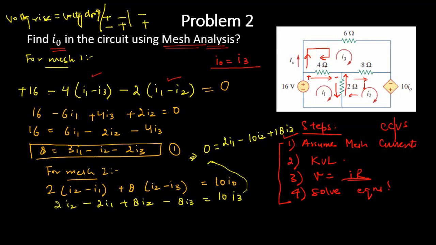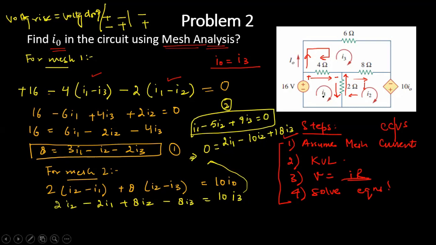Or you can again take 2 common. So you might also get I1 minus 5I2 plus 9I3 is equal to 0. So this is the second equation for you. So we have derived the equation from the first mesh, and we have also derived the equation from the second mesh. So there is again this third mesh left. So we will be continuing this question with the third mesh.